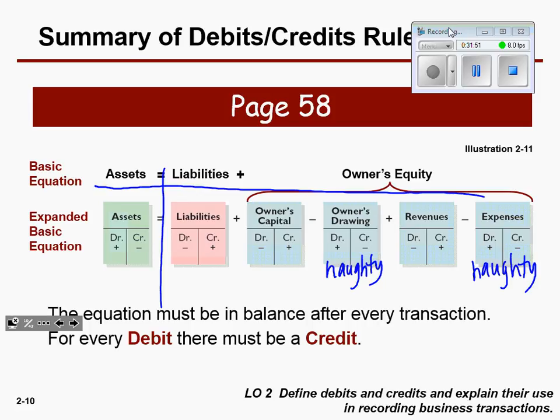These two are naughty because they do not follow the right-based rules. They go against the right rules of the accounting equation.